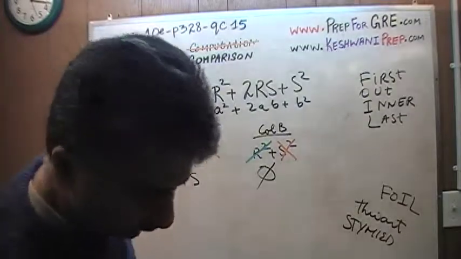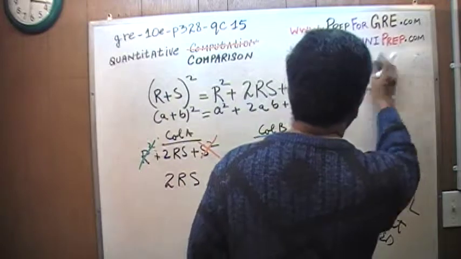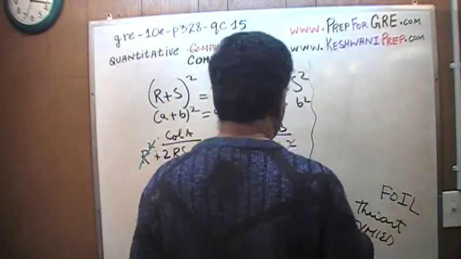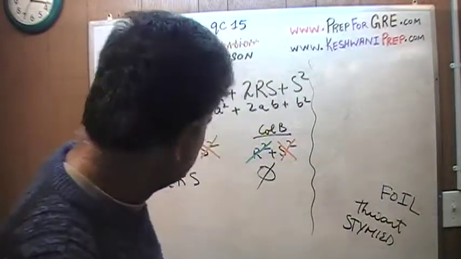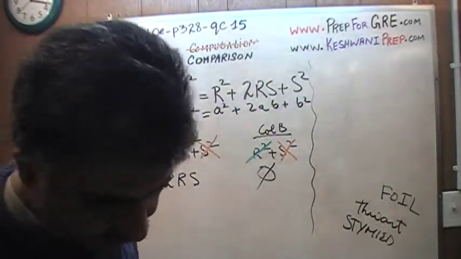And what can we say about it? Well, here's what we need to talk about. I need the room, so I'm going to erase this part here. 2 times R times S. There are 3 possible scenarios for 2 times R times S.